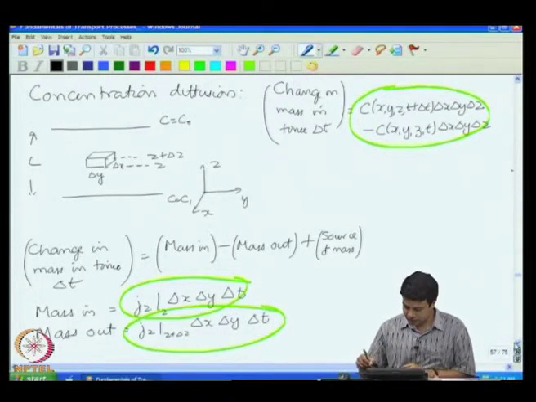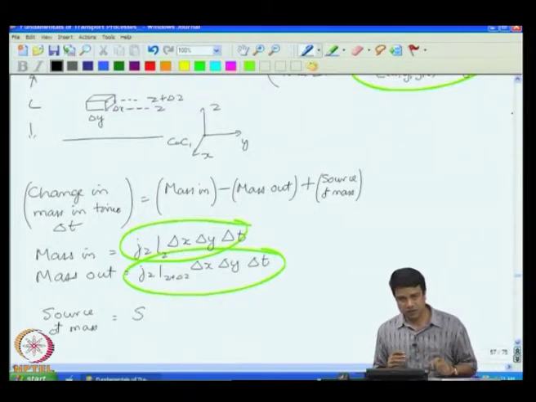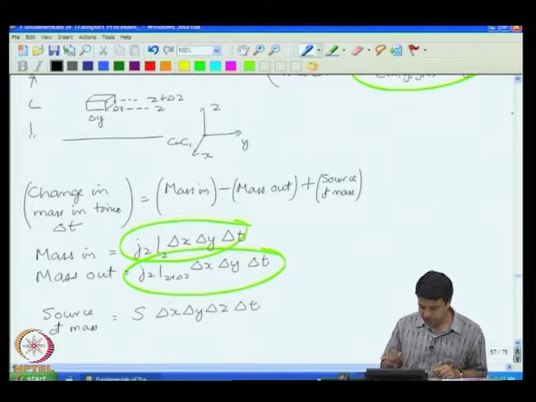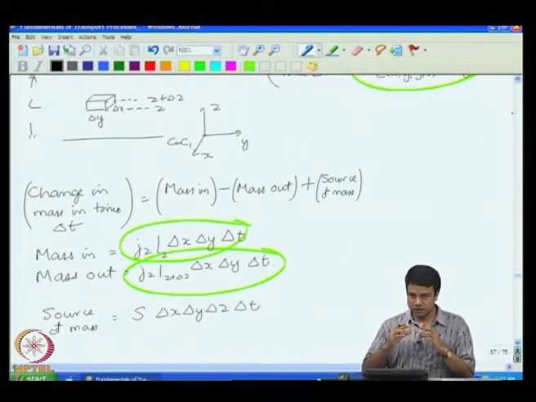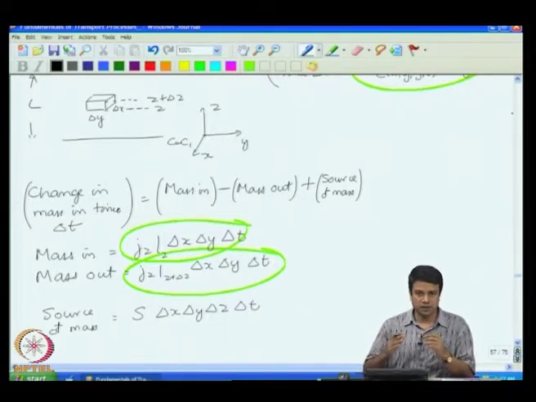That source of mass has the form of some function S, which is in general a function of position, times the volume times delta t. So, if the rate of reaction is given by R, that gives you the rate at which mass is produced per unit volume per unit time within that differential volume, that is a local rate of production. So, that additional source of mass will be proportional to the volume itself in the limit as the volume goes to 0, and it is proportional to the time that I wait, because as the reaction proceeds, the amount produced is going to be proportional to delta t in the limit as delta t goes to 0. So, there is this additional source of mass that comes in due to reaction.